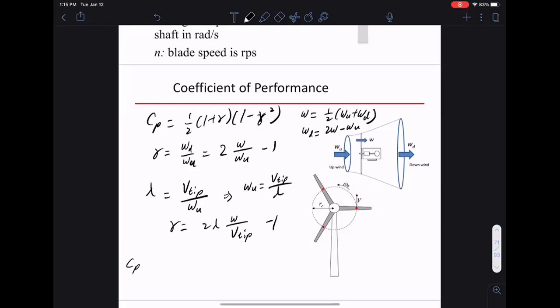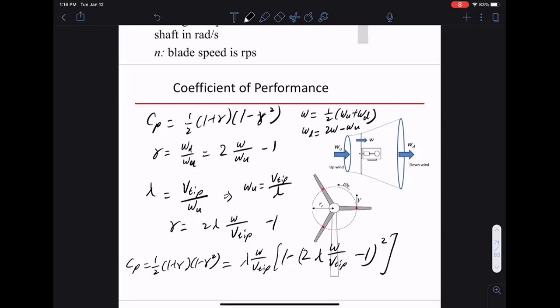You put all this in, so you substitute gamma from lambda into this equation, V tip, 1 minus 2 lambda over V tip minus 1 squared. You get this number. So this tells us what the coefficient of performance is, and we can compute this coefficient of performance.